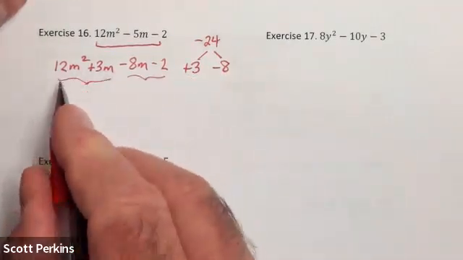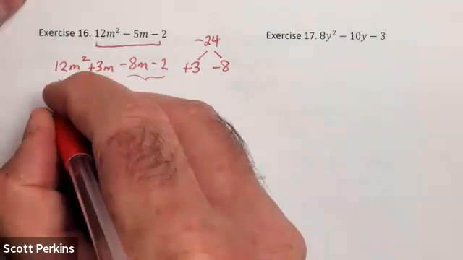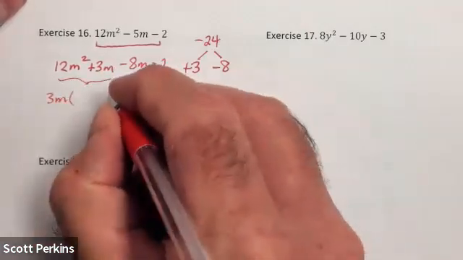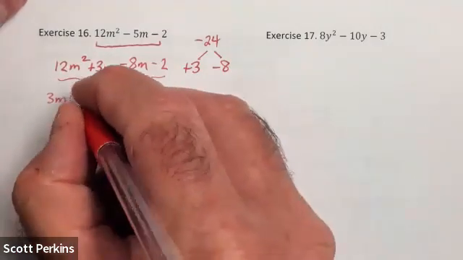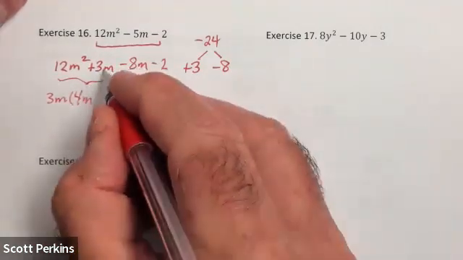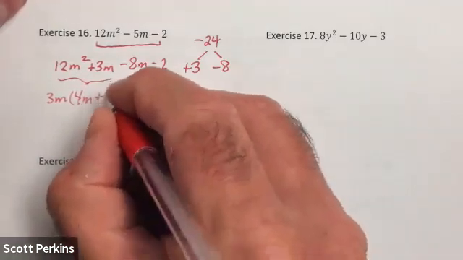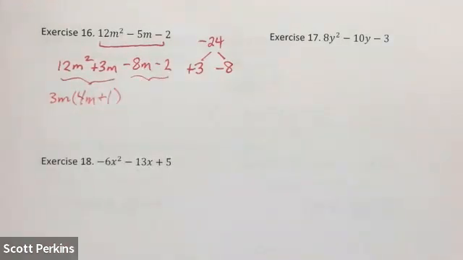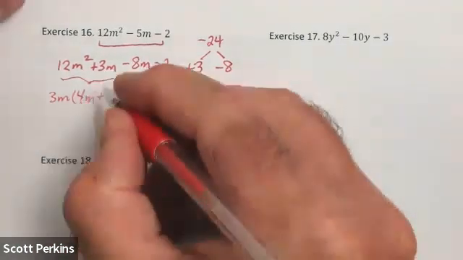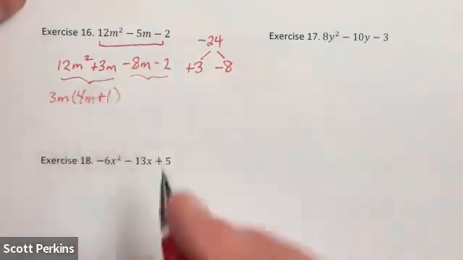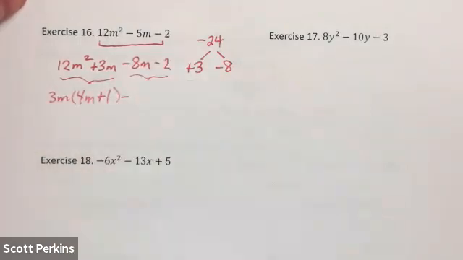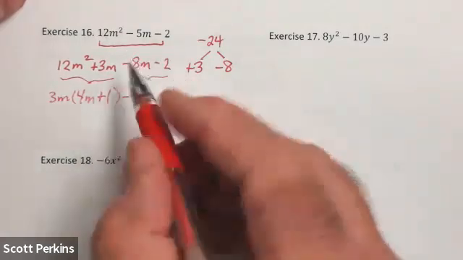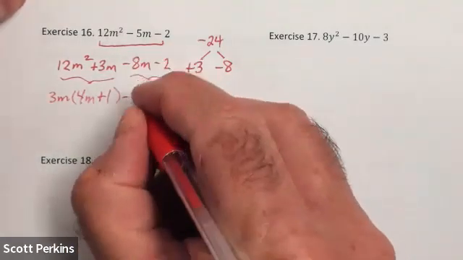Out of the first 2 terms, between 12 and 3, I can factor out a 3 and an m. 12m squared divided by 3m leaves 4m. 3m divided by 3m leaves plus 1. Don't forget that plus 1. It is important to the end of the problem. And then I've got a negative in front of both of these numbers, so I've got to factor out a negative to get my signs right. And then between 8 and 2, they have a 2 in common.